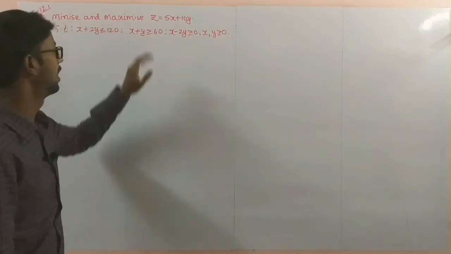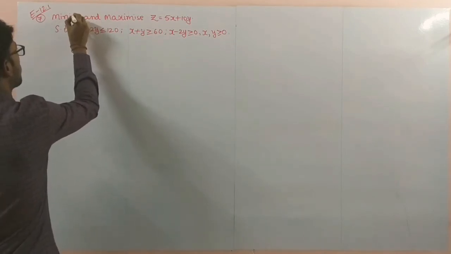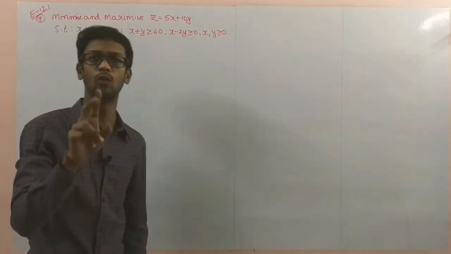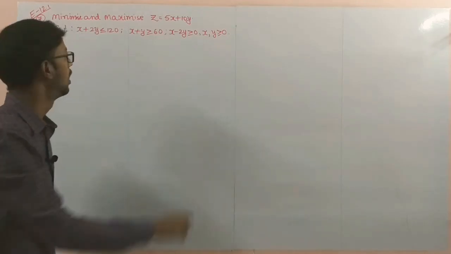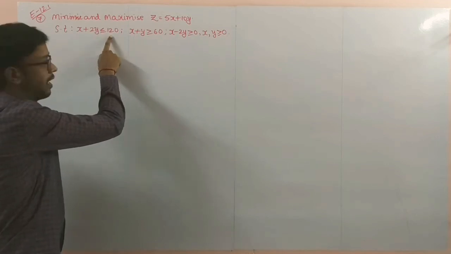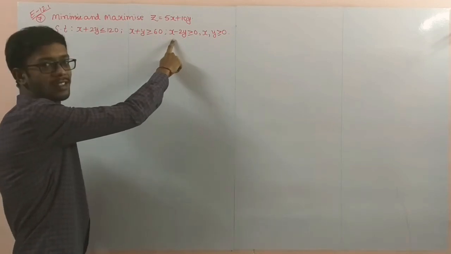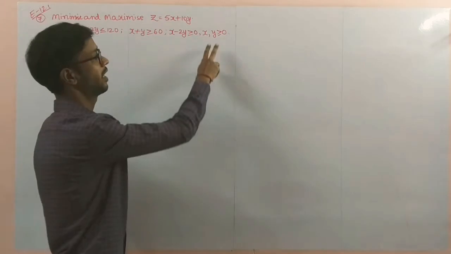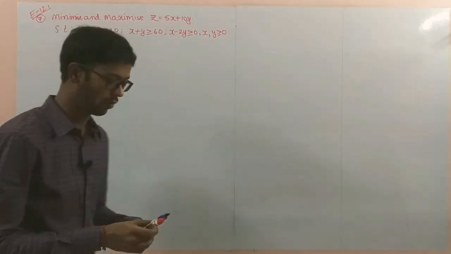Minimize Z and maximize Z. You have to find two values of Z, the minimum value and the maximum value, subject to the constraints: x plus 2y is less than or equal to 120, x plus y is greater than or equal to 60, x minus 2y is greater than or equal to 0. Three constraints and two non-negative constraints. The same procedure we have to follow here.